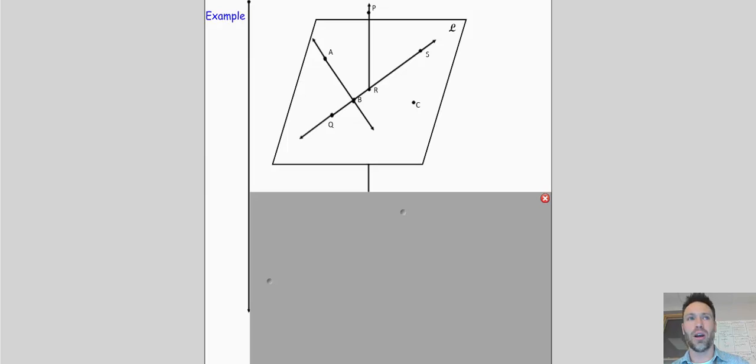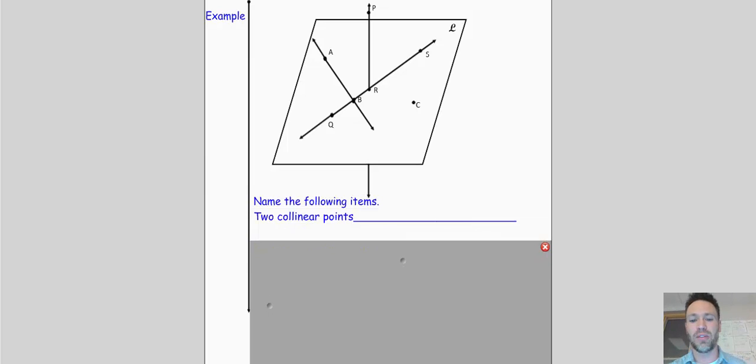Go 75%. All right. So here we go. What you're going to see in your homework tonight are questions that look like this. Name the following items. And first thing we got here are 2 collinear points. So I can pick anything that are on this line, or any line, and I can say that point A and B are on the same line right here.